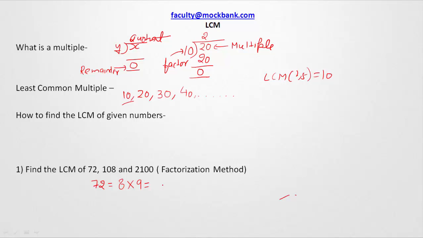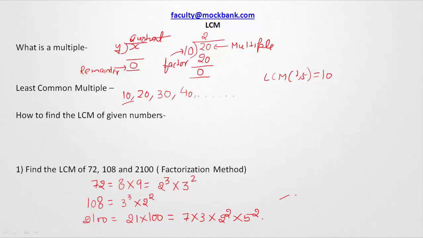If we do the prime factorization of 72, can we write it to be what? 2 to the power 3 times 3 to the power 2. How would we write 108? 108 is written as 3 cube times 2 square. Why? Because this is nothing but 27 into 4. And 2100, how do I do it? I need to write 2100 as 21 times 100. Now 21 is what? 7 times 3, and what is 100? 100 is 4 into 25.